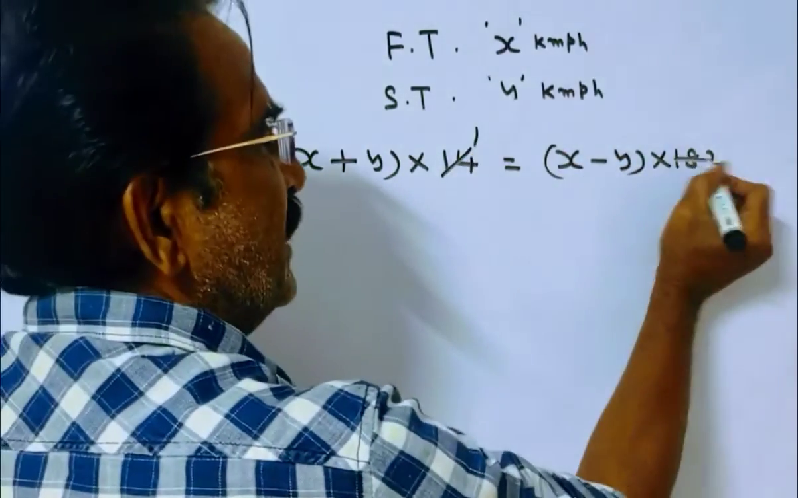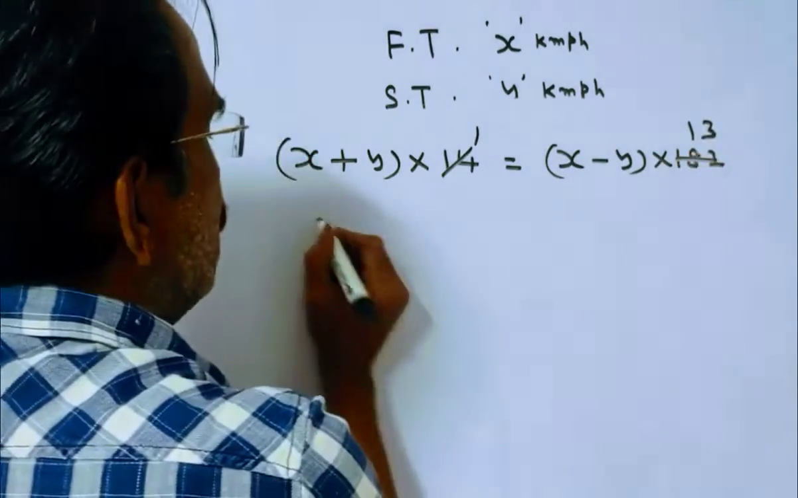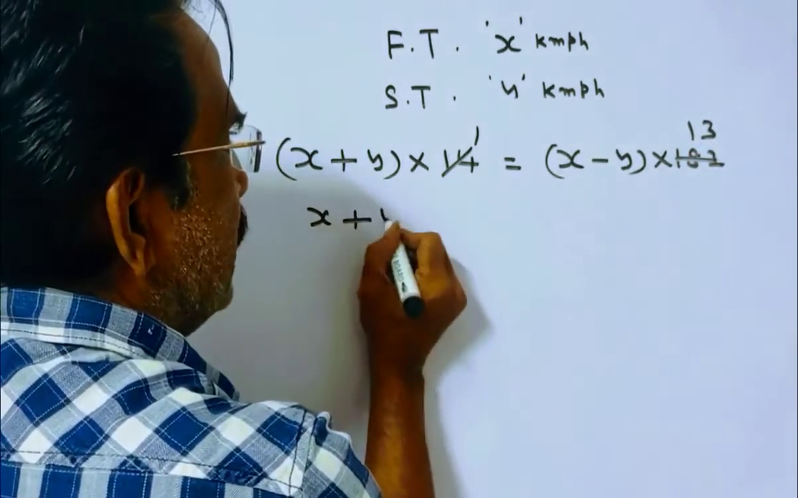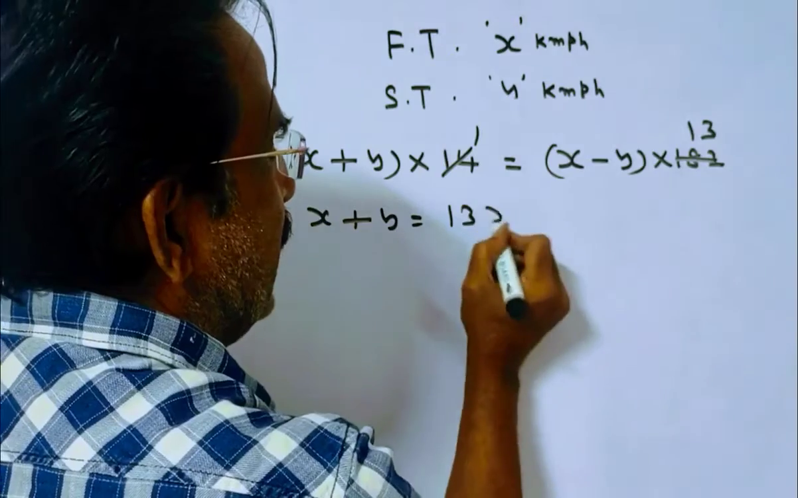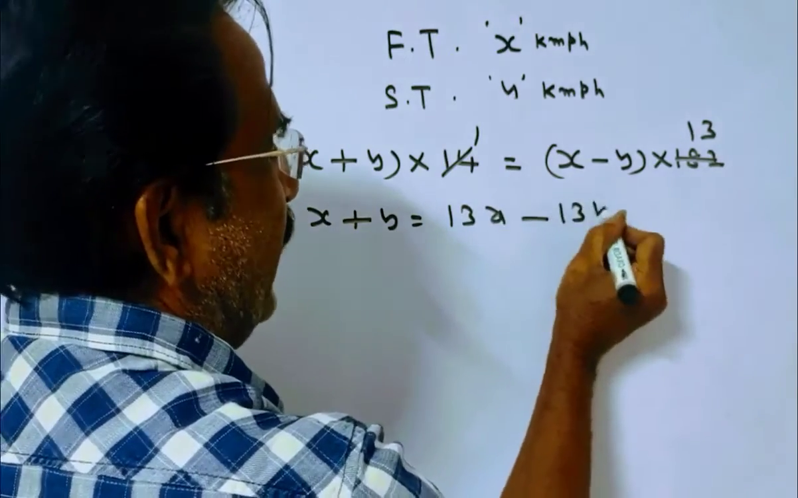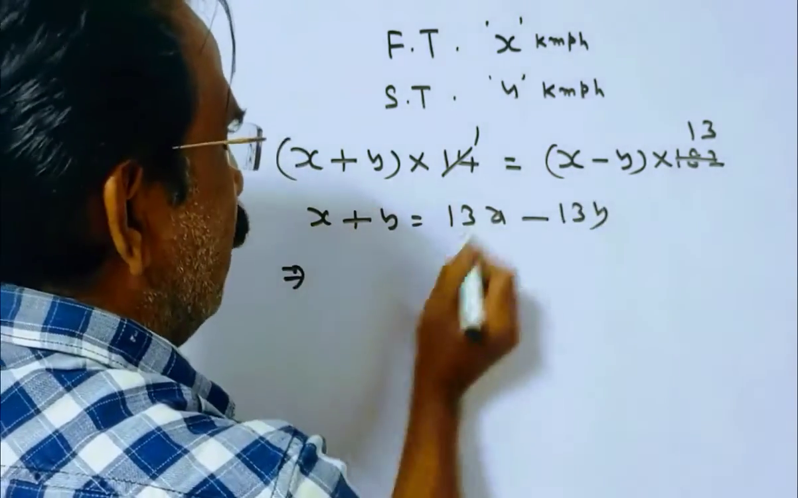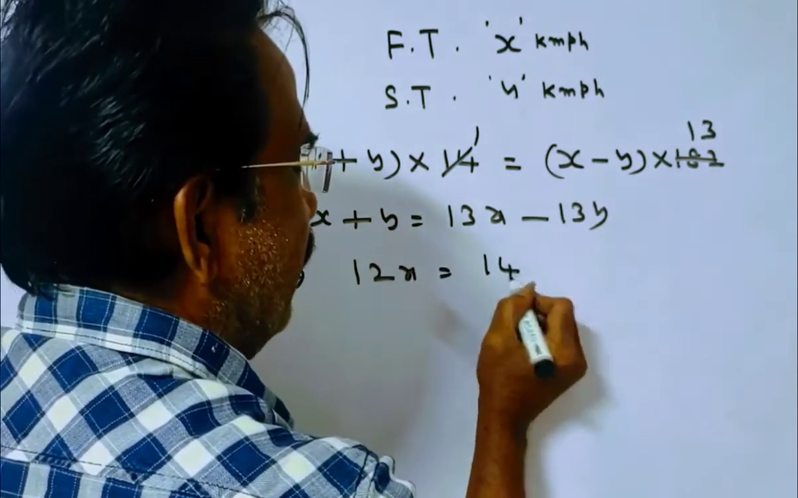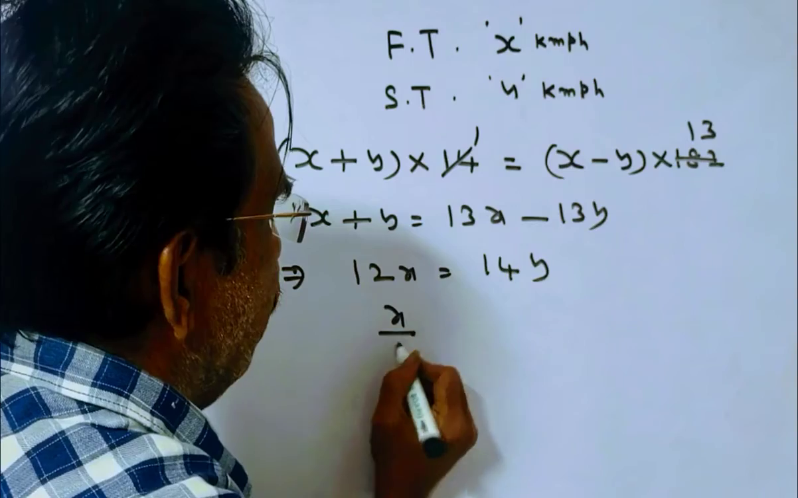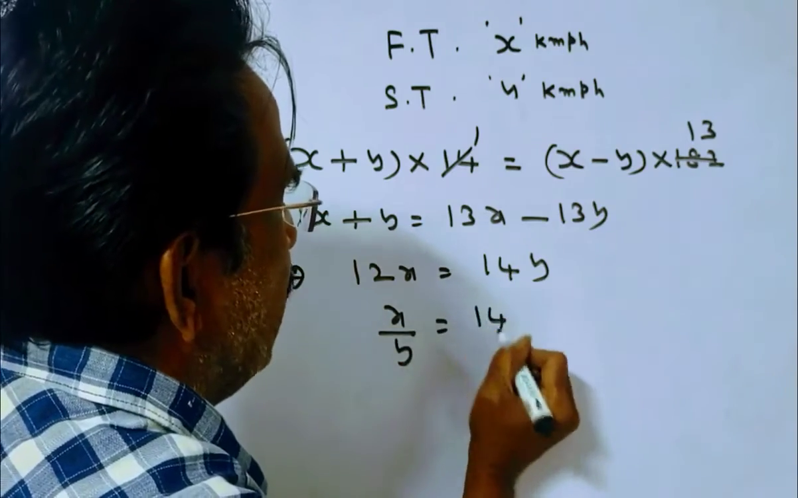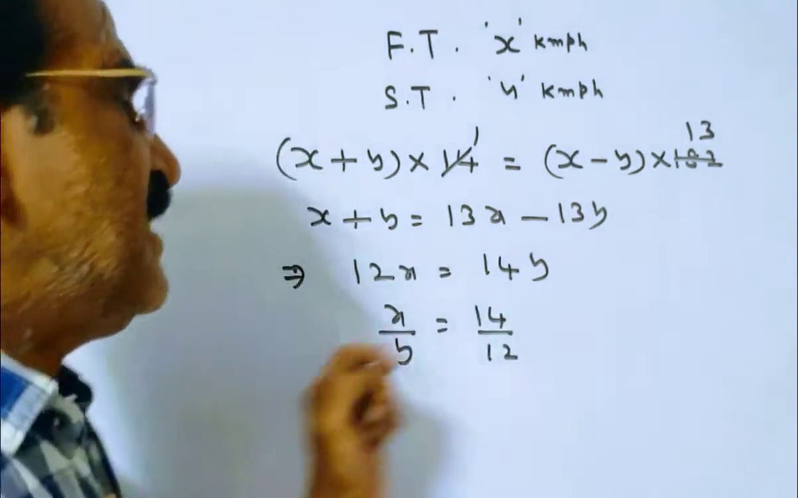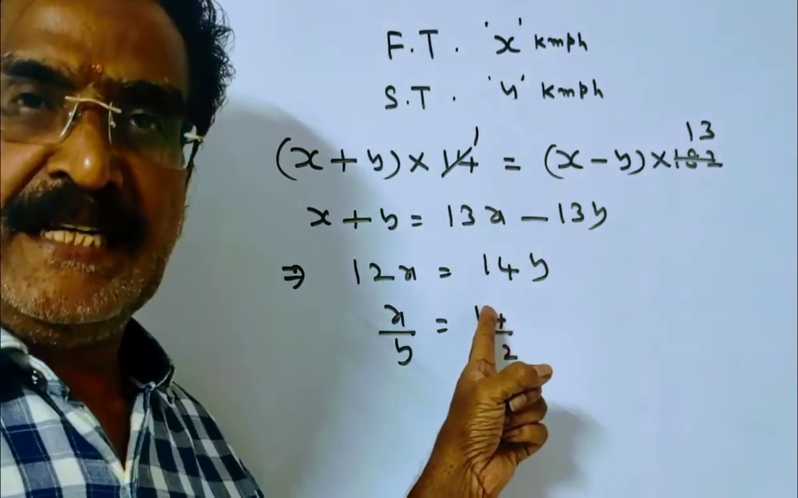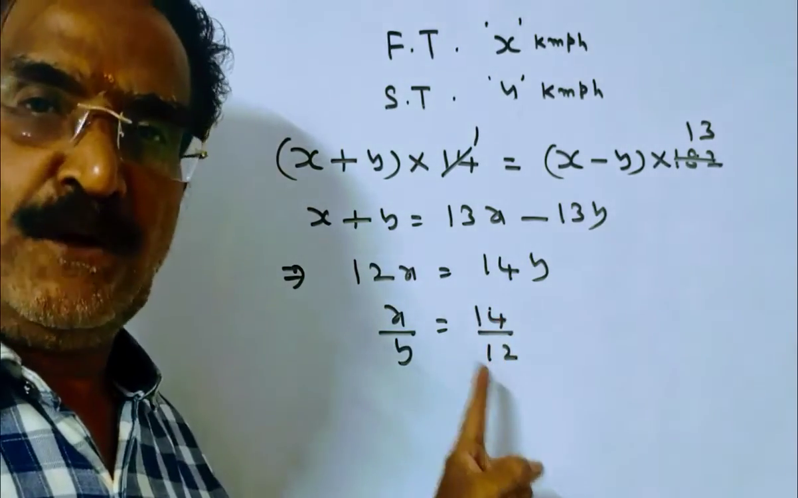Friends, 14 ones are 14, 14 13s are 182. So x plus y is equal to 13x minus 13y. It implies 12x is equal to 14y. x by y is equal to 14 by 12. Friends, this is the speed of the faster train. This is the speed of the slower train.